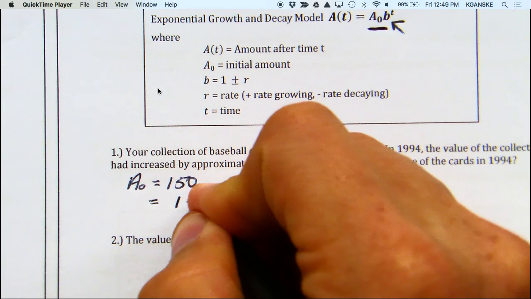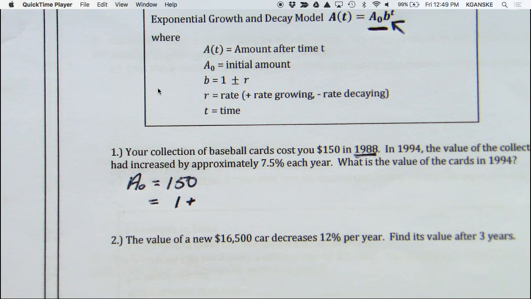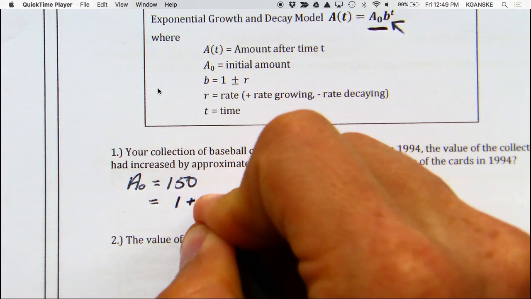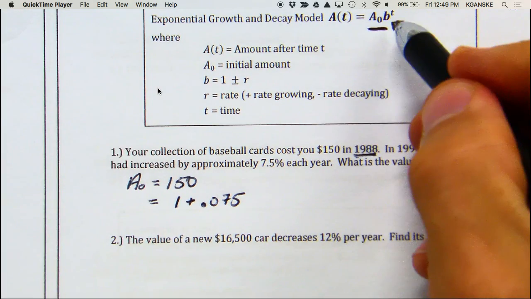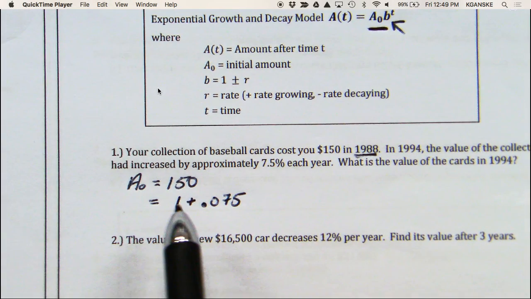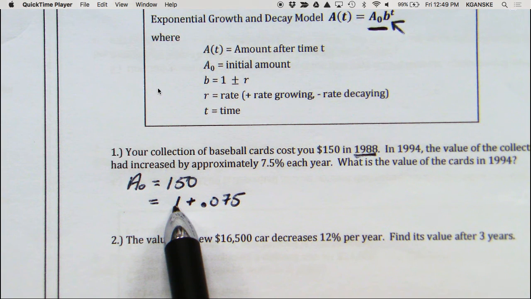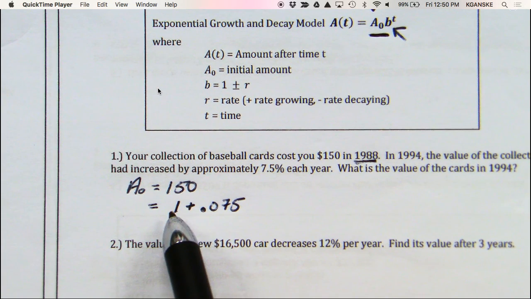Plus, do I put 7.5 in? Yeah, you got to make it a number, 0.075. That's going to be where my B is. So the percentage, why did I put the 1 in here? Because it's not 7.5, it's 1.075. The 1 represents the starting point, right?